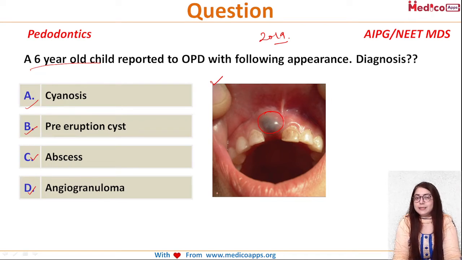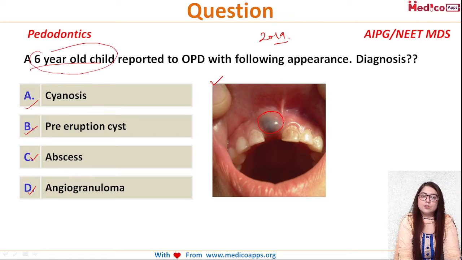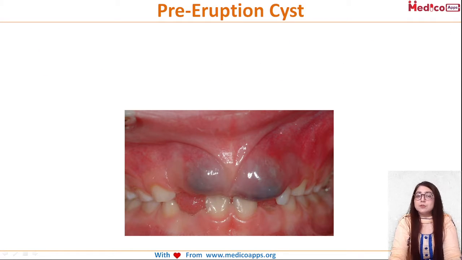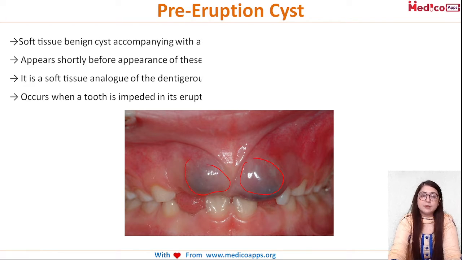Now the interesting thing is this age group, a 6-year-old child, and the location was the anterior region, that is 1-1. You can see that all these teeth belong to the deciduous dentition, right? So it points towards the diagnosis of pre-eruption cyst. Now what is pre-eruption cyst? Again in this image you can see the bluish appearance, right? And the incisors have not erupted yet.